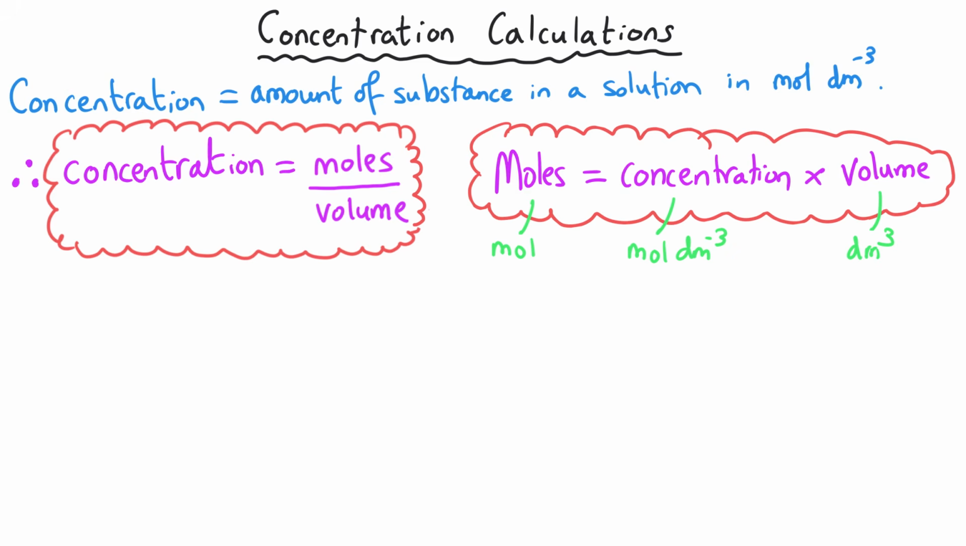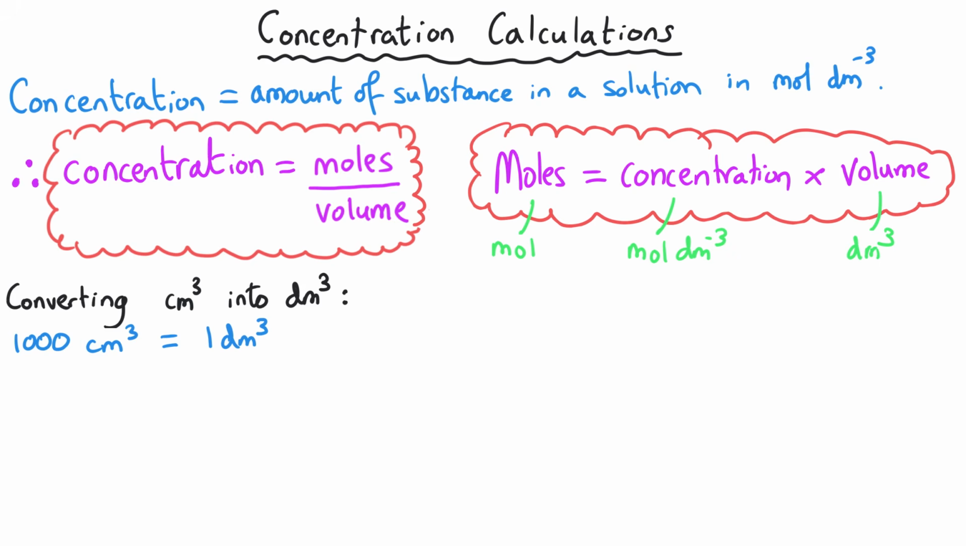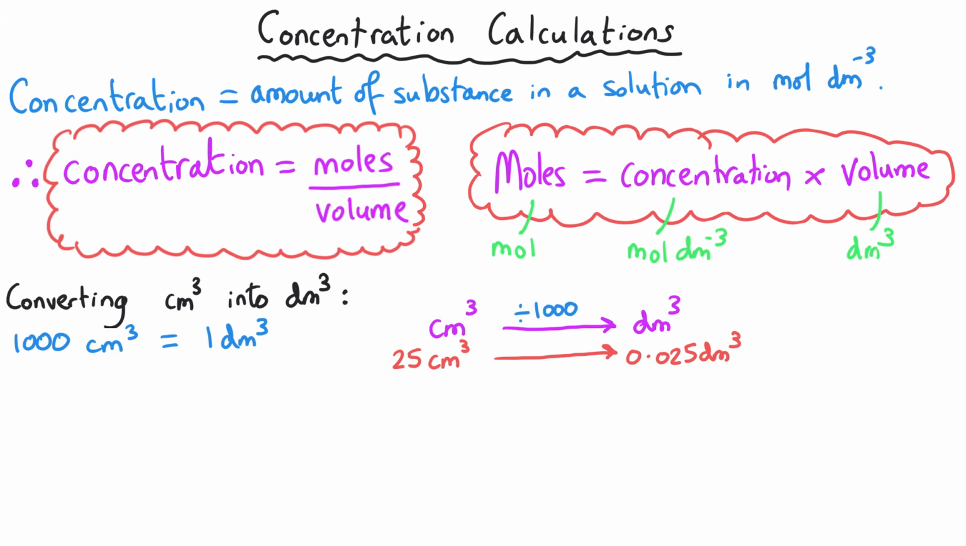Since concentration is in moles per decimetre cubed, I've said that volume must therefore be in decimetres cubed. To be annoying, exam questions sometimes challenge you by giving you the volumes in cubic centimetres, and so what you have to do is convert it yourself. Since there are 1000 cubic centimetres in 1 cubic decimetre, all we need to do to turn cm cubed into dm cubed is divide by 1000. So 25 cubic centimetres will be 0.025 cubic decimetres, and 50 cubic centimetres will be 0.05 cubic decimetres, etc.